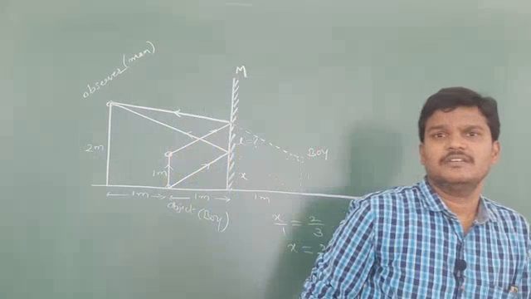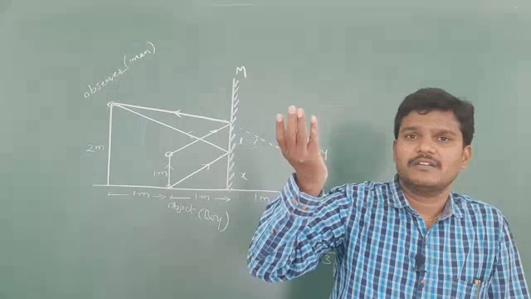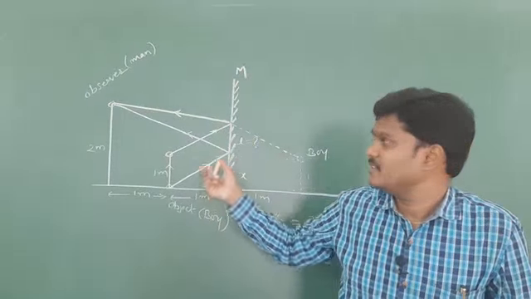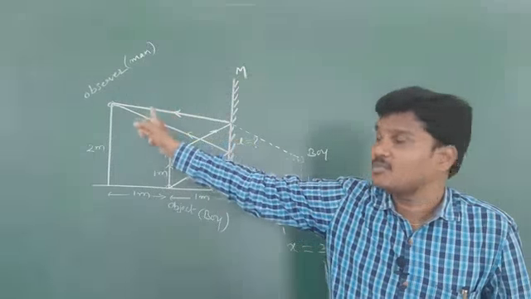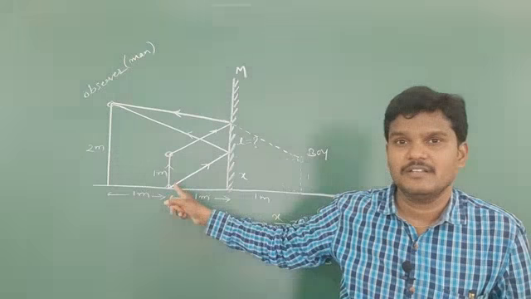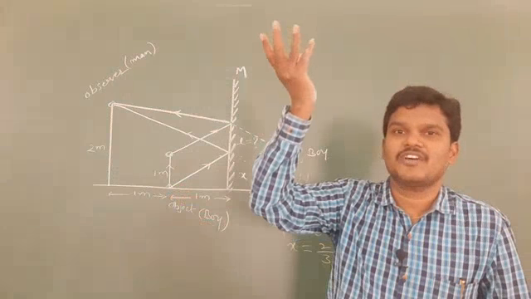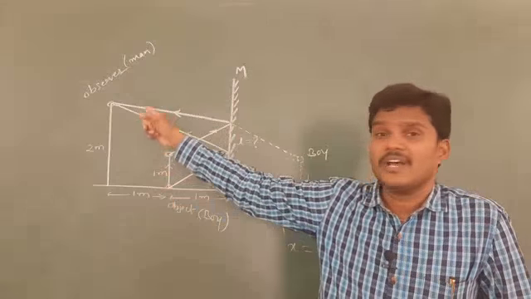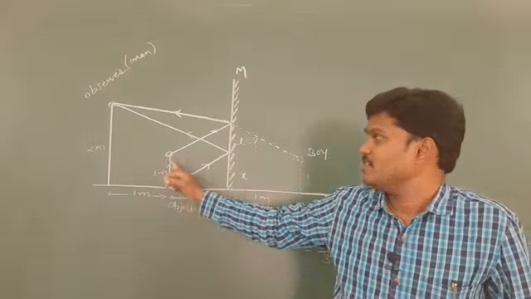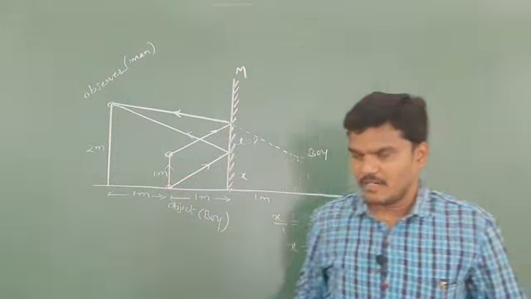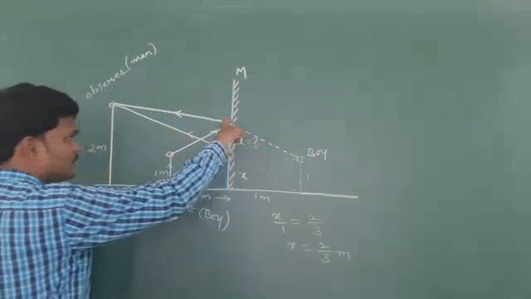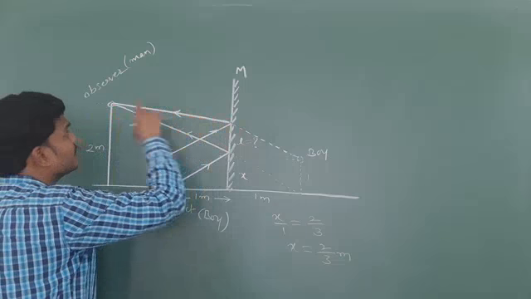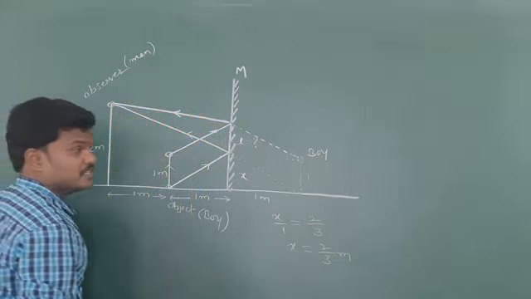It means that if the mirror is shifted up to 2 by 3 meter, then the man is able to see the image of the boy. If it is shifted more than 2 by 3 meter of height, then that man is unable to see the image of this boy. Okay. Now let me see how much length of the mirror is required by him to see this image.